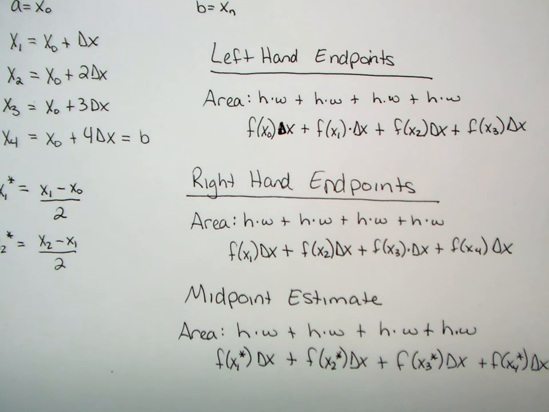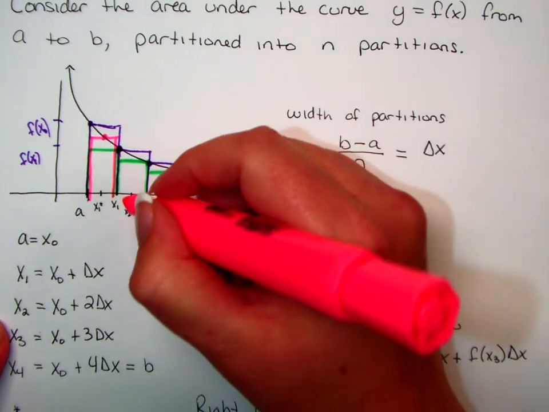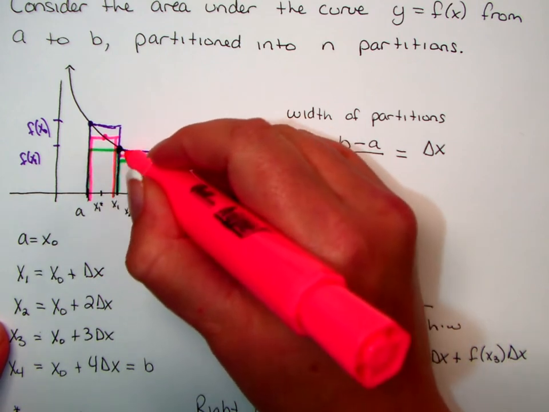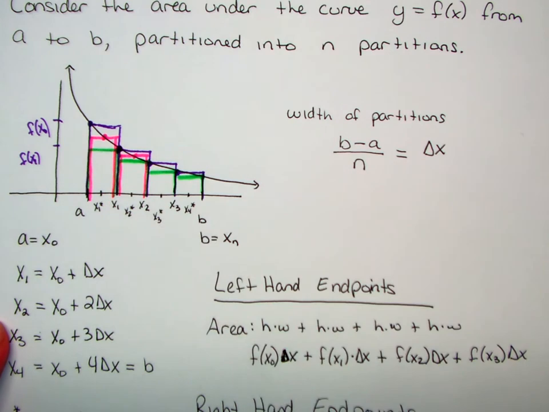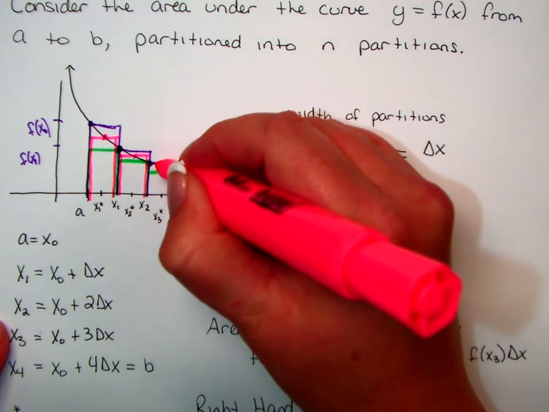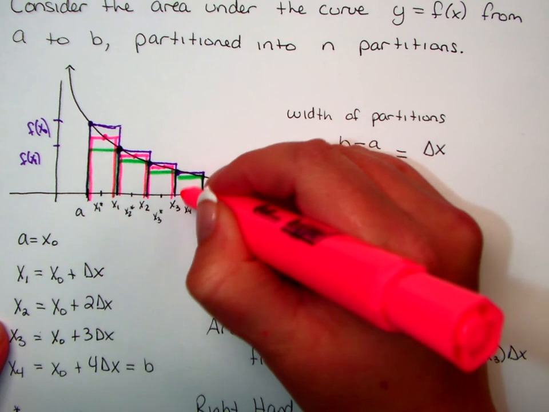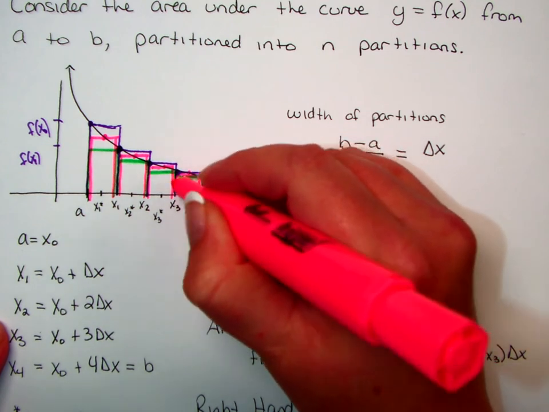So I'm going to go back up on the graph and continue to draw these rectangles in pink here. The height at x of 2 star is about here. Then the width goes all the way across. The height at x of 3 star is here, and the height at x of 4 star is about here.